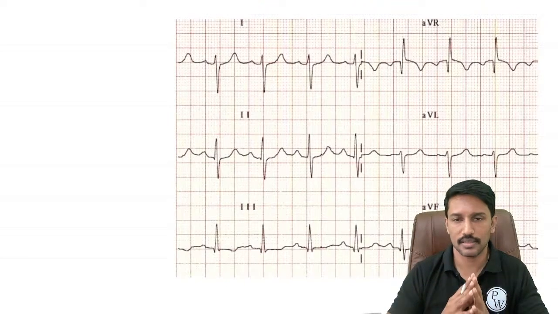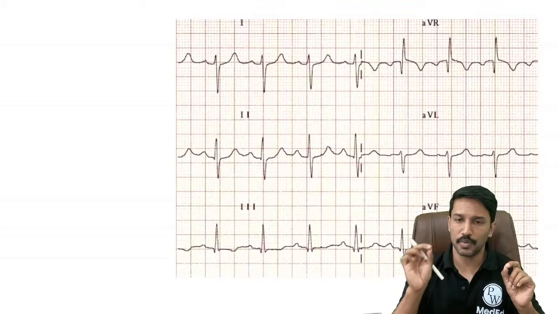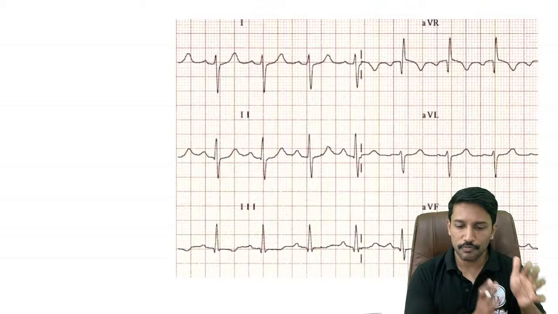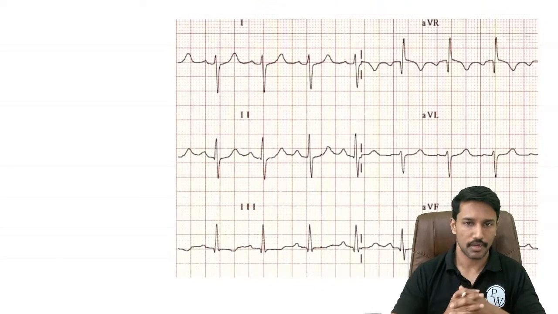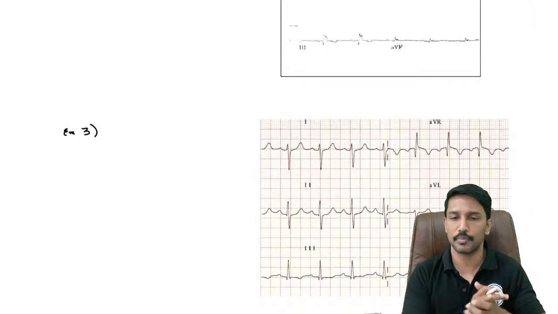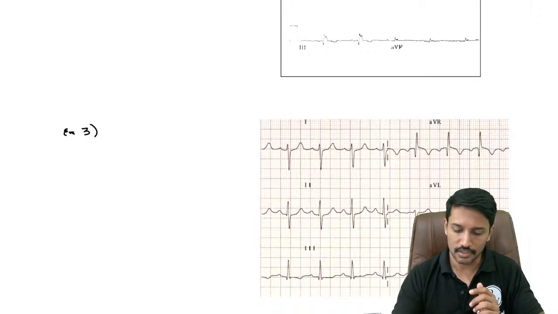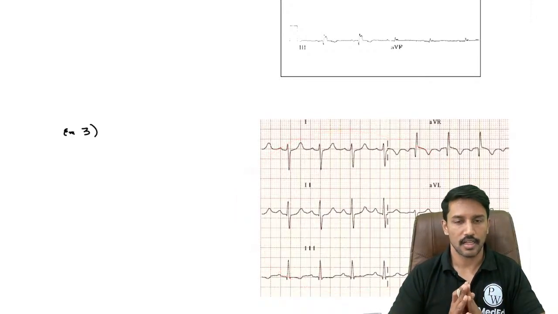So is this a normal axis? What is the normal axis? Normal axis is minus 30 to plus 90 degrees. So this falls in right axis deviation. So this patient has right axis deviation. He may have right ventricular hypertrophy or pulmonary embolism, some problem with the right side of the heart. That's why he has right axis deviation.